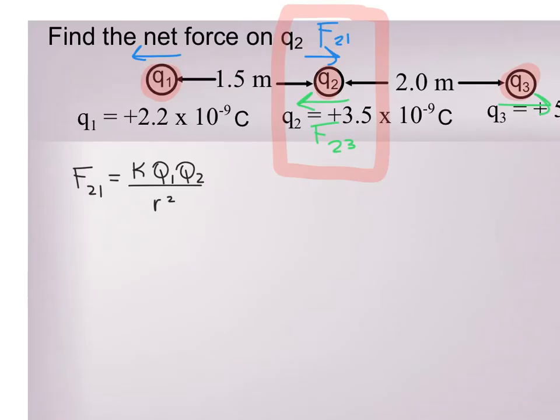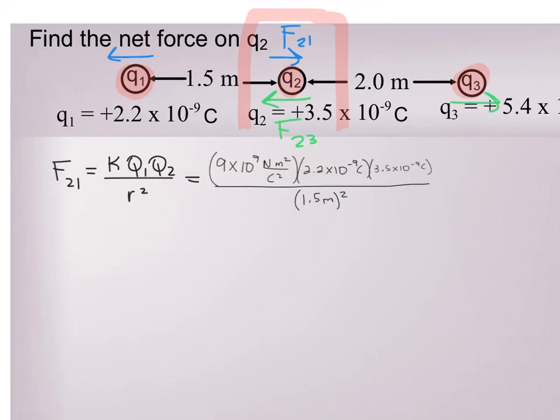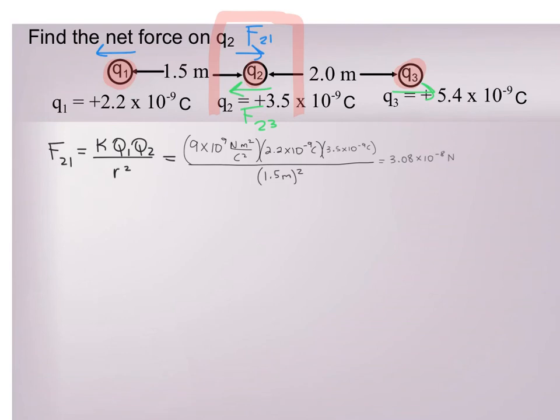So let's start with F21, k Q1 Q2 over r squared. So I've plugged in k, 9 times 10 to the 9th. Q1 is 2.2 times 10 to the negative 9th coulombs. You may also see this at some point: negative 9th is the same as nano, so nanocoulombs. And then Q2 was 3.5 times 10 to the negative 9th coulombs, and then divide by the distance between the two of them, 1.5 meters squared, which gives me 3.08 times 10 to the negative 8 newtons. And as a reminder, the force on object 2 due to object 1 was to the right.